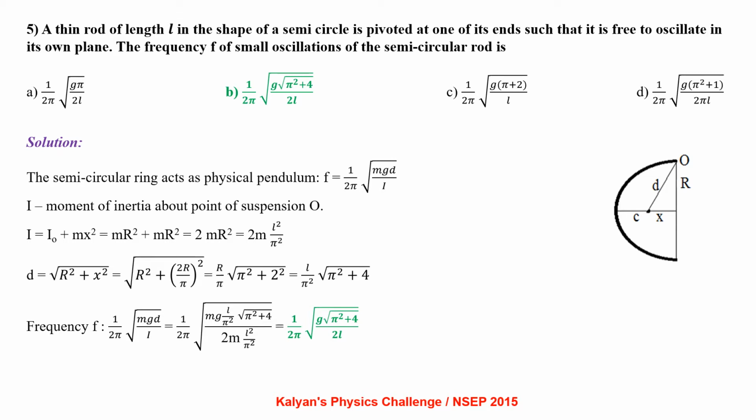So the frequency f equal to 1 by 2 pi root mgd by I, that is 1 by 2 pi root of mg L by pi square root of pi square plus 4 by 2m into L square by pi square, which simplifies to 1 by 2 pi root of g root pi square plus 4 by 2L.